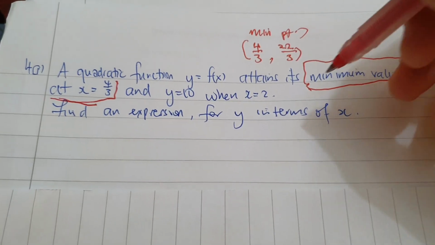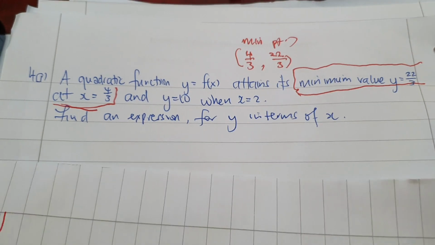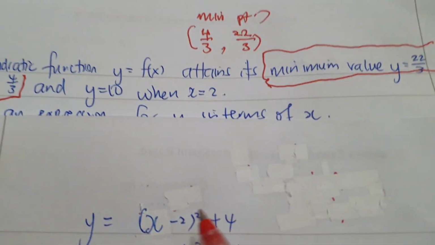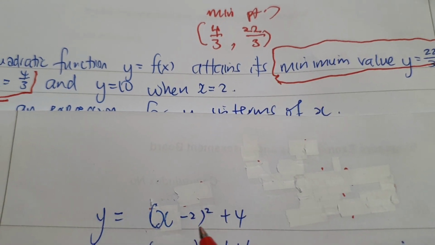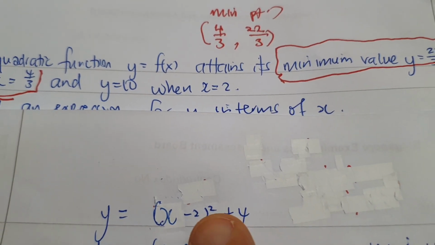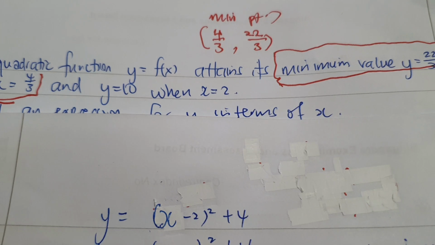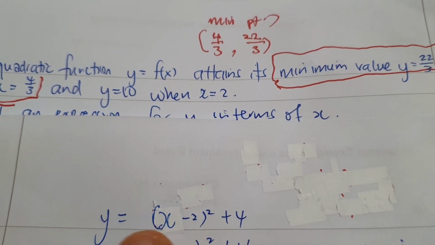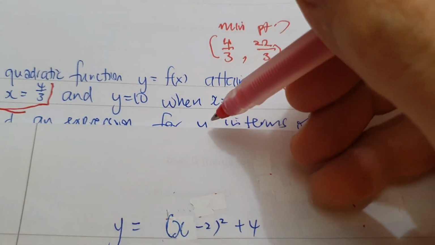Now you learn in chapter 1 and 2 that if I were to give you this completed square form, you will be able to tell me either the maximum or minimum point. Alright, so how do we do that? First of all, we look at the coefficient of x squared. In this case, it is positive, so it's a happy face.